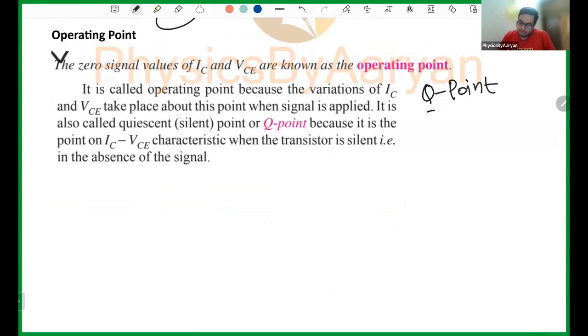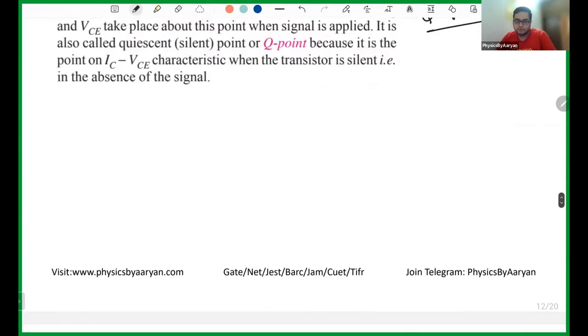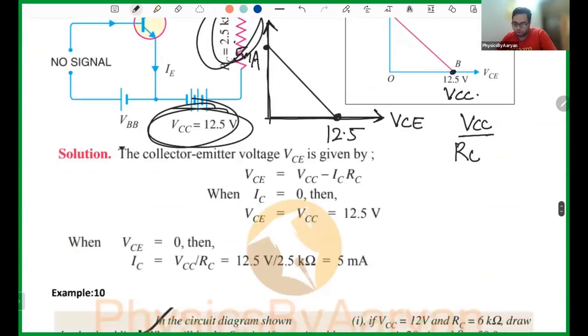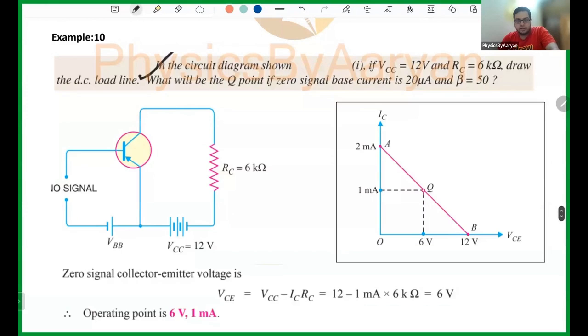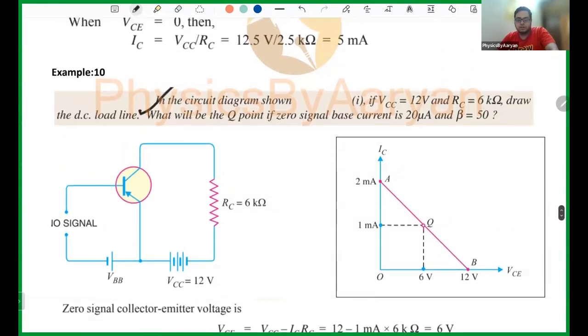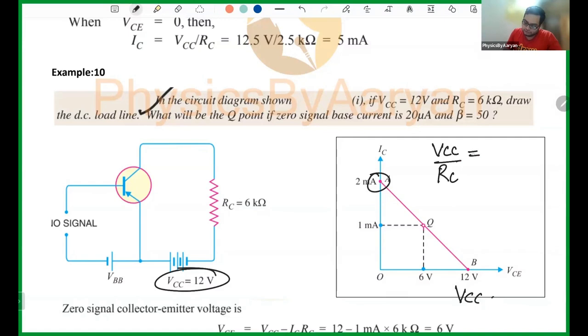Many times in the questions they ask what is the Q point of this or the Q point of that. So this is the question in front of you. A circuit diagram is given to you, and everything is given. The first question they are asking is to draw the DC load line. First of all, you will have here VCC, which is 12 volt. So exactly what I have written, correctly, 12 volt. Now, what about here? It is VCC by RC. What is VCC? 12. What is RC? 6 kilo.